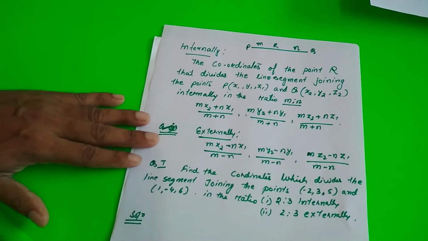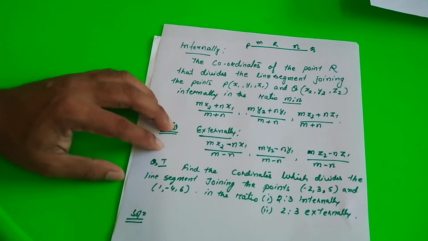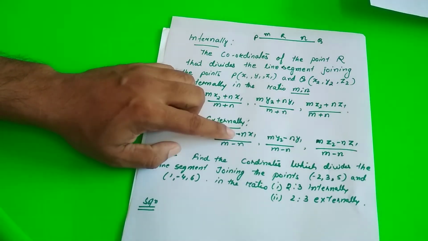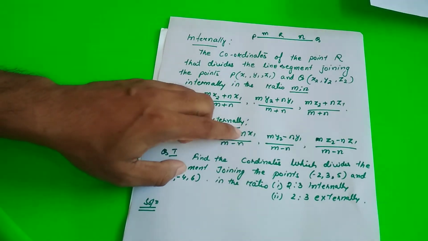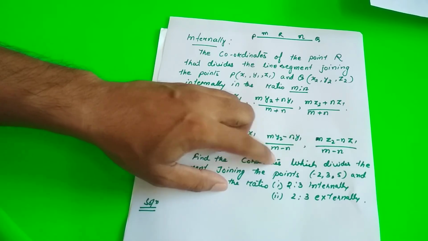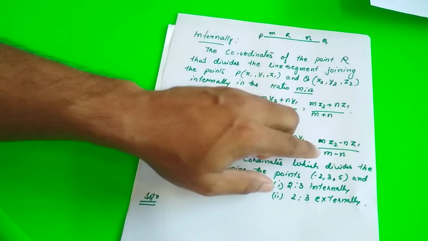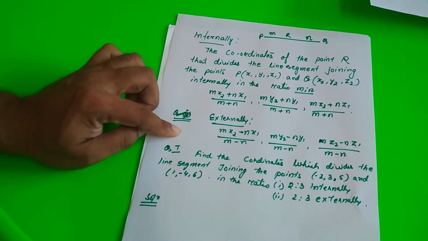Now what if it divides externally? That means it can have an external point. Then the only difference is that a minus sign comes in the numerator and the denominator: (m x2 minus n x1) divided by (m minus n), (m y2 minus n y1) divided by (m minus n), (m z2 minus n z1) divided by (m minus n). That's it. Internally, externally.